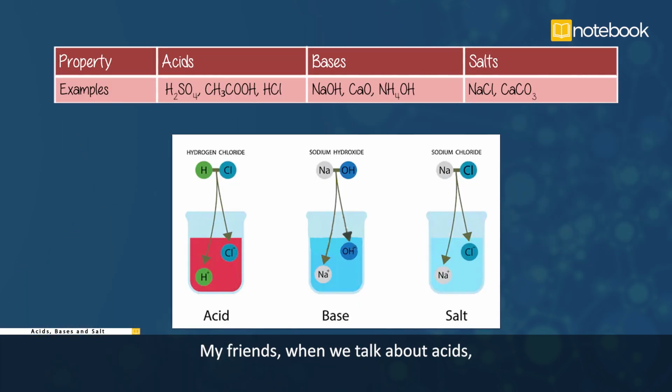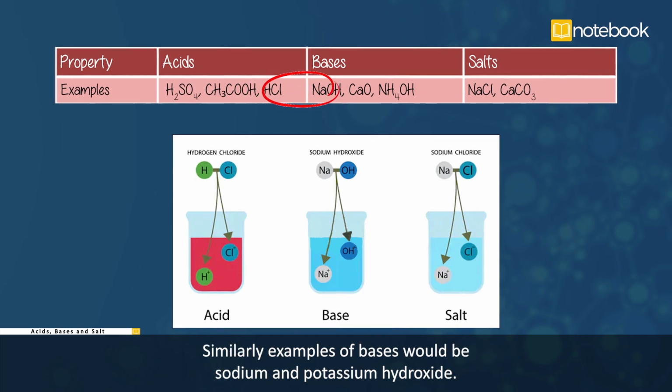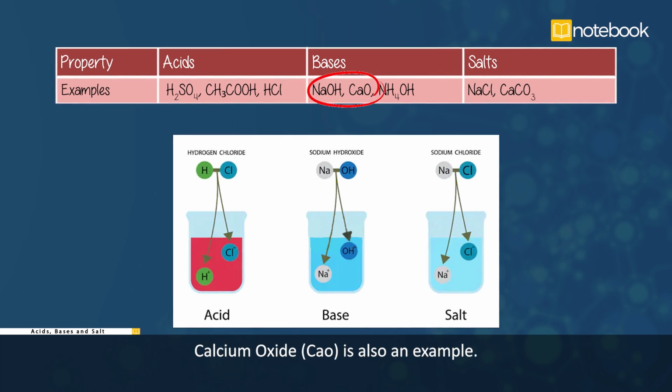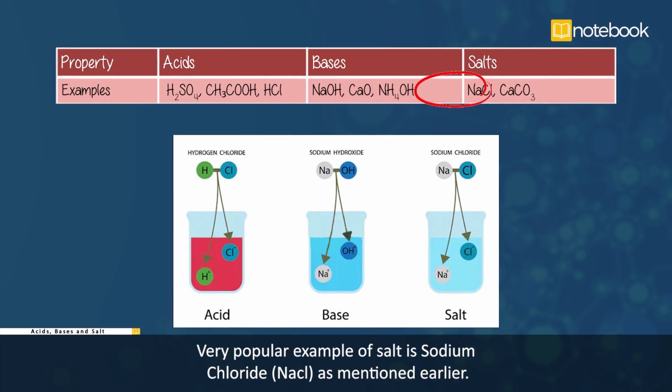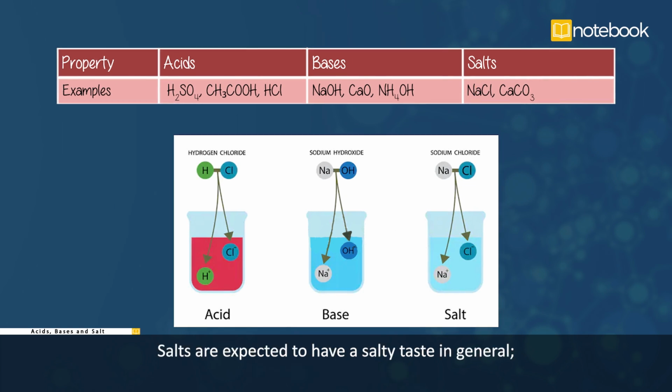My friends, when we talk about acids, you may remember names of some popular acids such as sulfuric acid, acetic acid and hydrochloric acid. Similarly, examples of bases would be sodium and potassium hydroxide. CaO is also an example. A very popular example of salt is NaCl, as mentioned earlier. Calcium carbonate is also classified as salt, CaCO3. Salts are expected to have a salty taste in general.